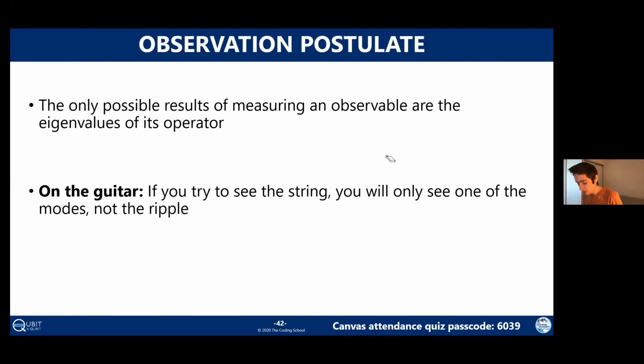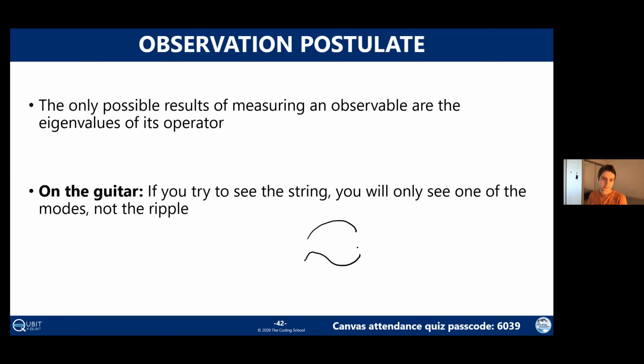Okay, so let's come back to some of our postulates then and see how this applies to the guitar string. First of all, the observation postulate. It said the only possible results of measuring an observable are the eigenvalues of its operator. So again, when you're measuring something, step one is to figure out what your operator or matrix is. Step two is to figure out what the eigenvalues and eigenvectors of that operator are. On a guitar, we have the eigenfunctions, which again are these modes of vibration.